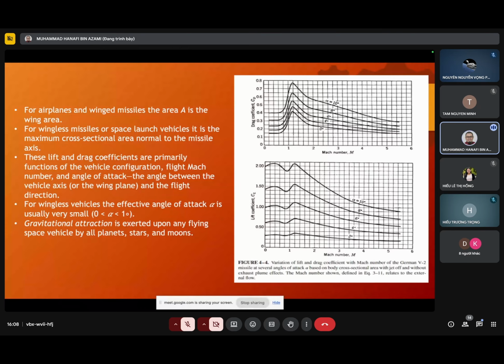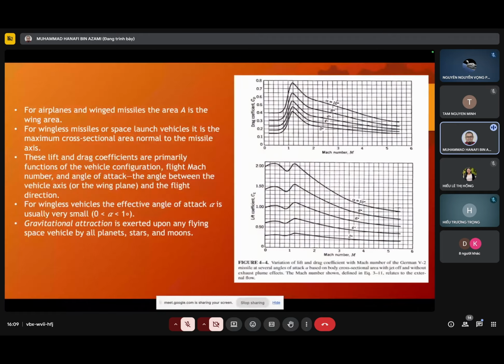The lift and drag coefficients are primarily a function of vehicle configuration, Mach number, and also angle of attack. You know angle of attack? Angle of attack is the angle between the chord and the flight trajectory. So it is the angle between the vehicle axis and the flight direction. For wingless vehicles such as rockets, the effective alpha, the angle of attack, is usually smaller, not more than 0 to 1 degree.